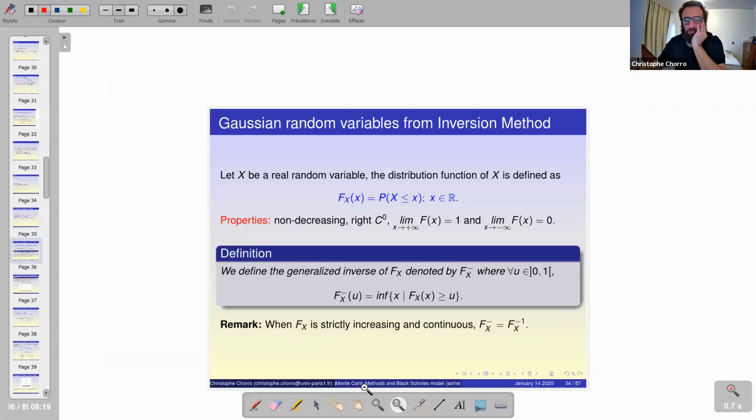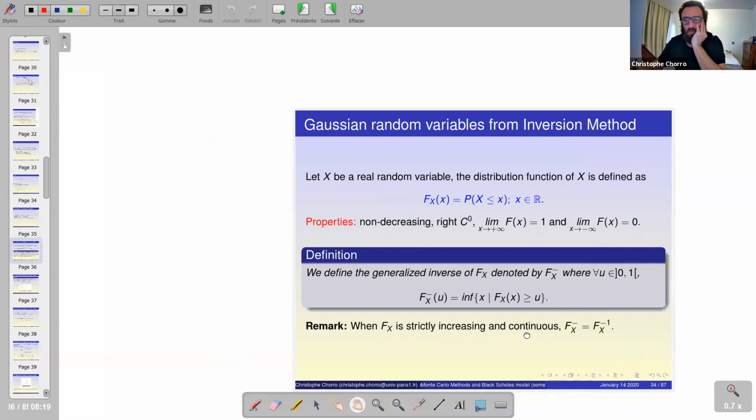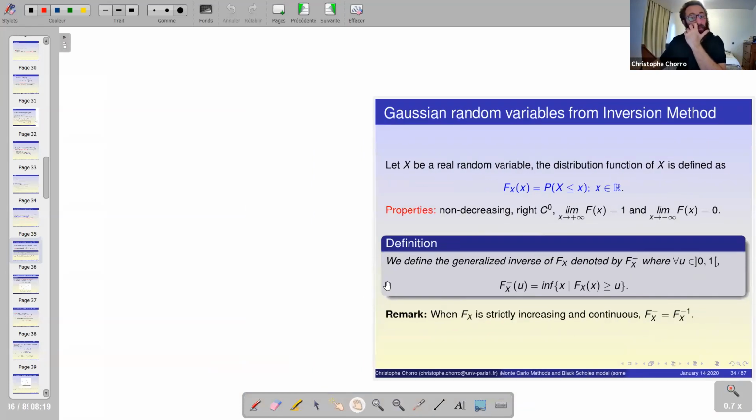So you know that when you have a real random variable, its distribution is characterized by what we call the distribution function. And we know that this distribution function has some interesting properties. It's a mapping that is non-decreasing. It's not necessarily strictly increasing, but not decreasing. It is right continuous with left limits.